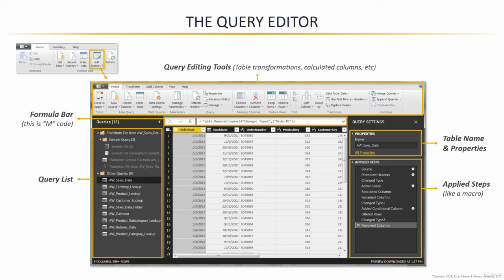But perhaps the most helpful thing is that none of this is set in stone. You can click on the X next to any individual step to remove it. You can click through each of your applied steps to actually visually see the impact that it's having on your table. Or you can click the gear icon on the right to modify or edit individual steps in the process.